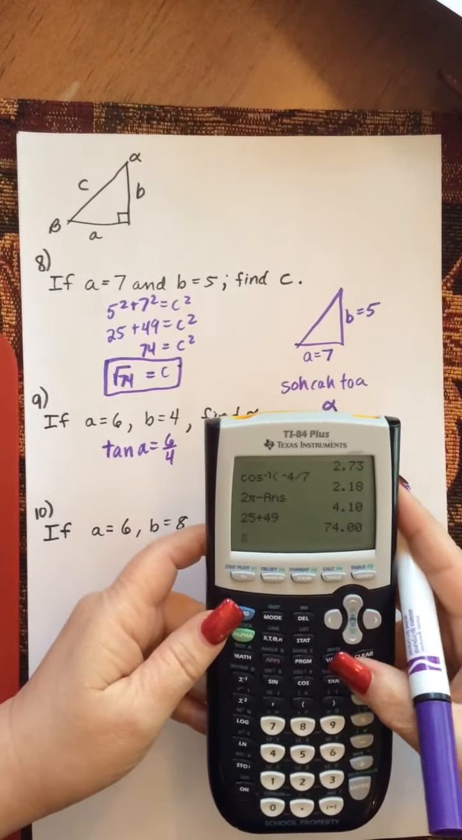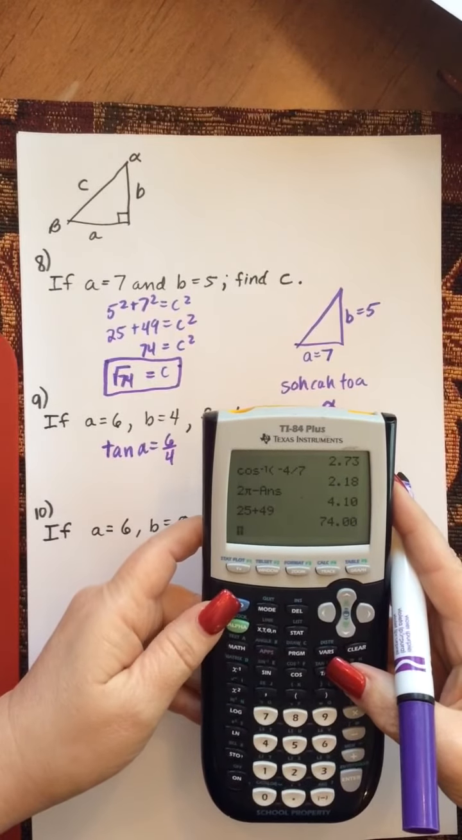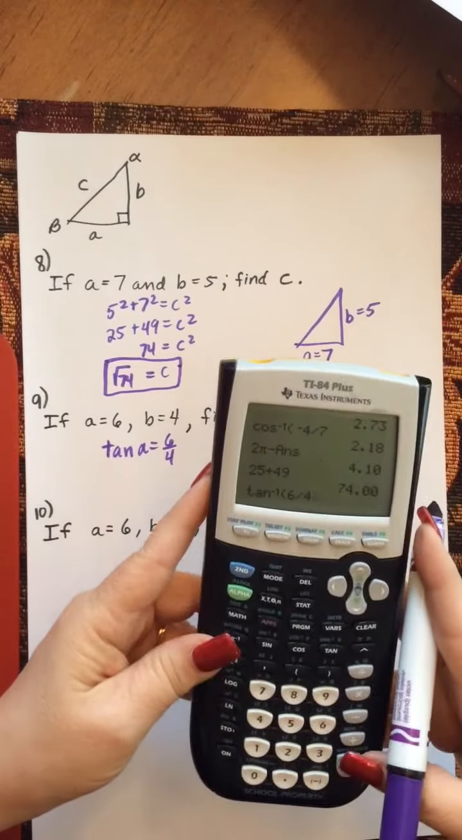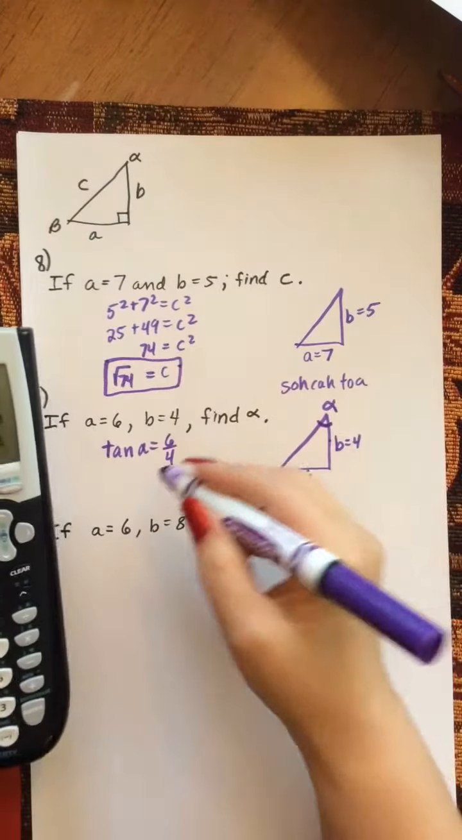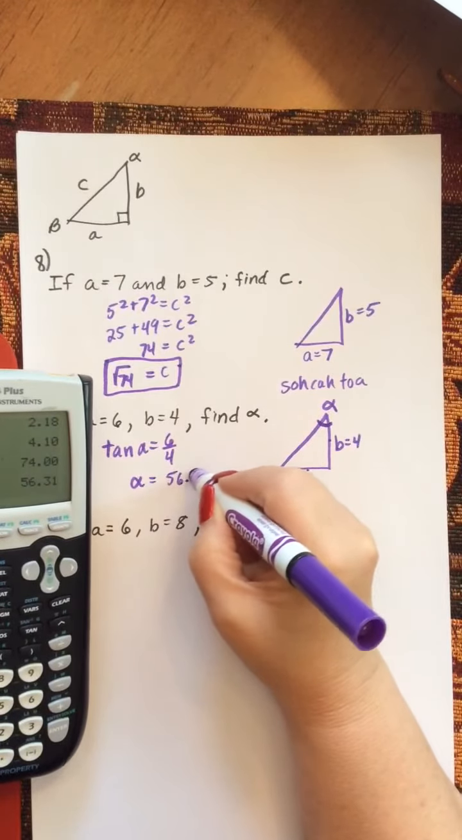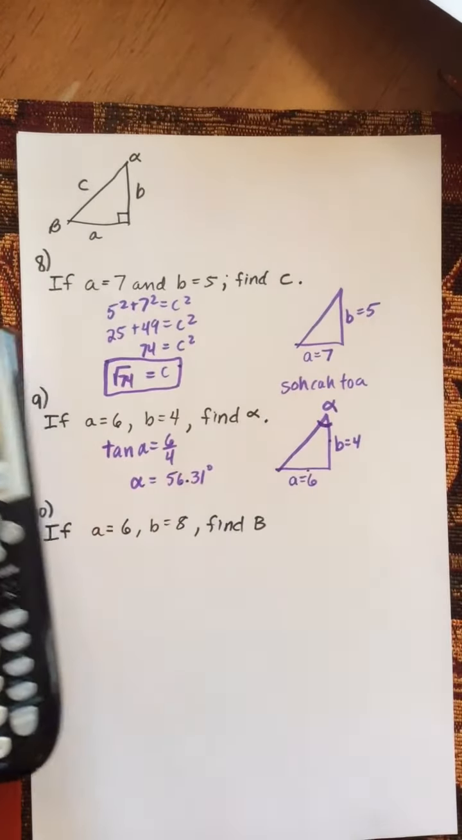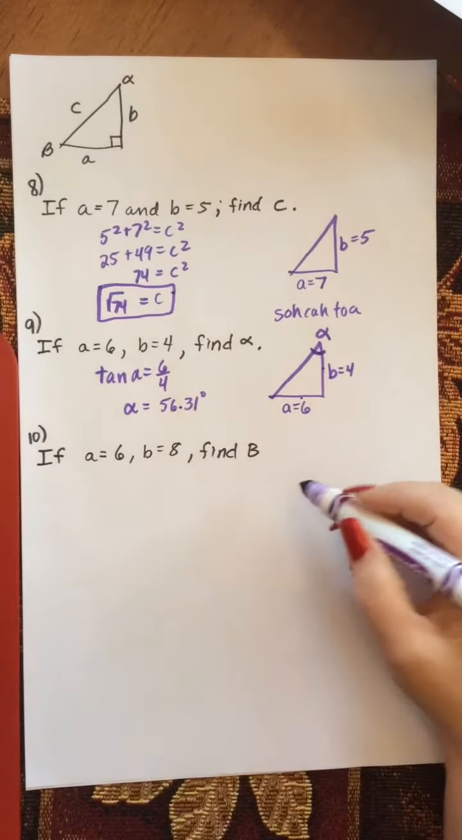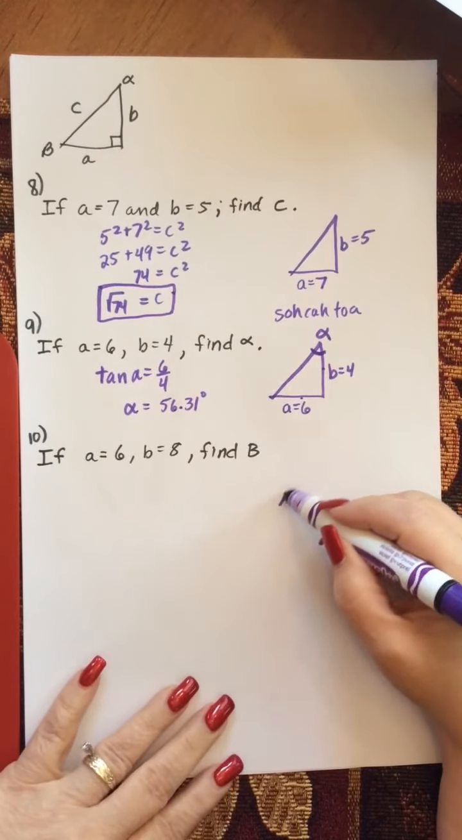When you're trying to find the angle, you go second tangent. So I go second tangent, 6 divided by 4, and I get that alpha is equal to 56.31 degrees. Perfect.